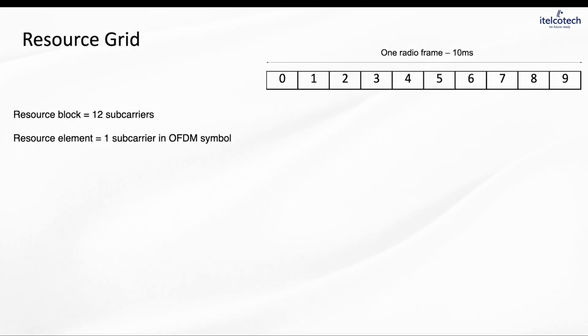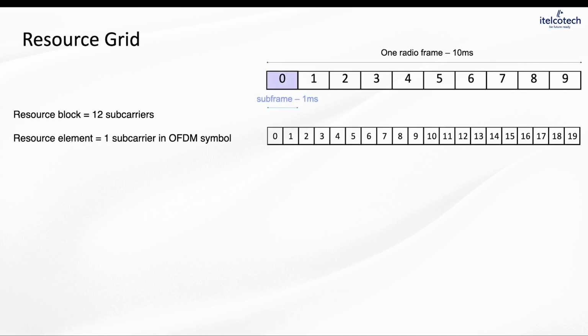Let's visualize the allocation of resources in time and frequency domain with an example here. The resource block is the basic unit of frequency allocation. It always consists of 12 consecutive subcarriers in the frequency domain. For example, at 15 kilohertz subcarrier spacing, one resource block occupies 180 kilohertz. And in the time domain, we have 10 milliseconds, which is one complete radio frame.